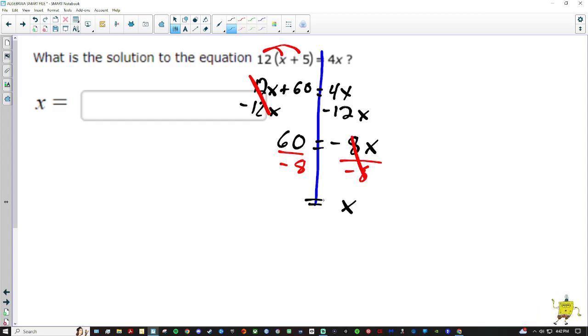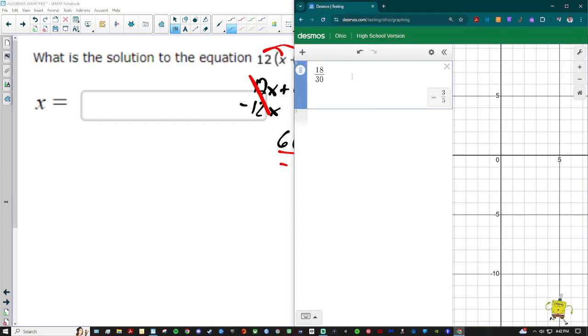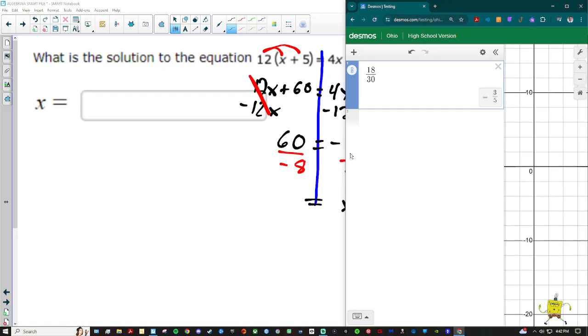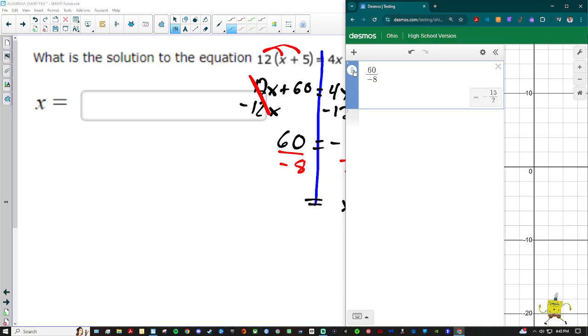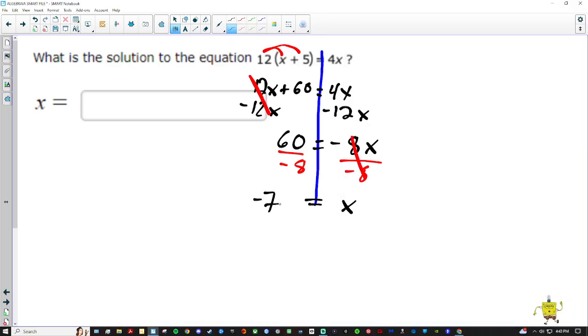X equals, again, always go to Desmos to triple check your work. 60 divided by negative 8. I get negative 7.5. If it asks for a fraction, you click the fraction button. Negative 7.5. And we type our answer in our box. All done.